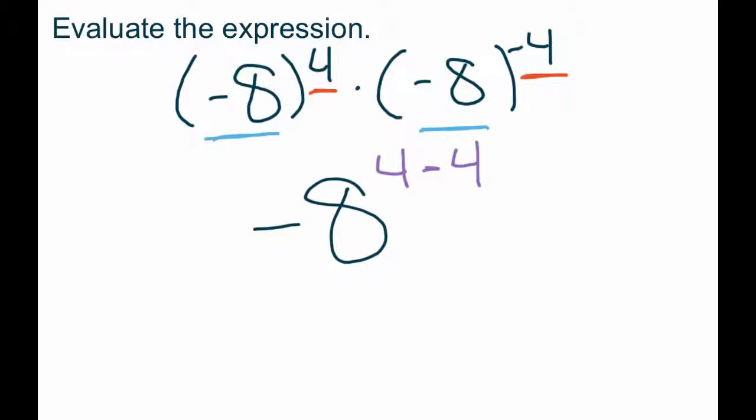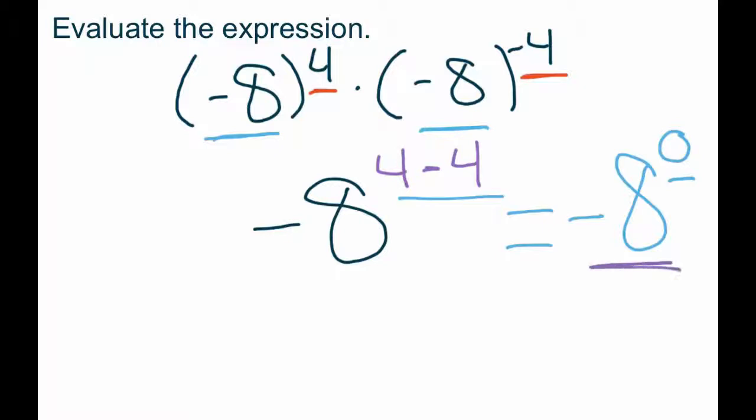Now, since the base is already negative, we're going to leave it as negative, because a positive multiplied by a negative is going to be a negative. This is the same as negative 8 to the 0 power, because 4 minus 4 is equal to 0. Now, anything raised to the 0 power that is not 0 is always going to be 1. So our answer is 1.